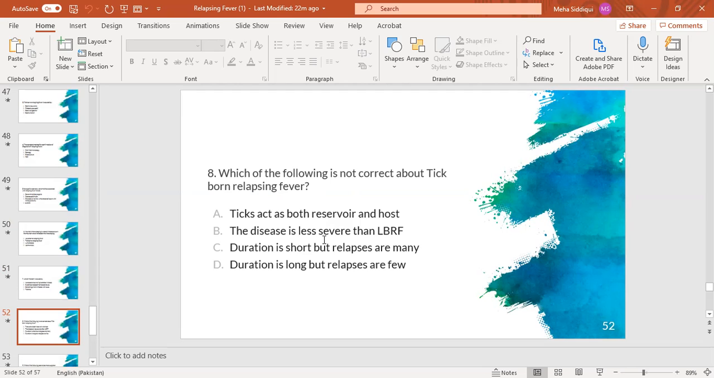Which of the following is not correct about tick-borne relapsing fever? It acts as both reservoir and vector. The disease is less severe than louse-borne relapsing fever. Duration is short, but relapses are many. Duration is long, but relapses are few. The correct answer is C: duration is short, but relapses are many.